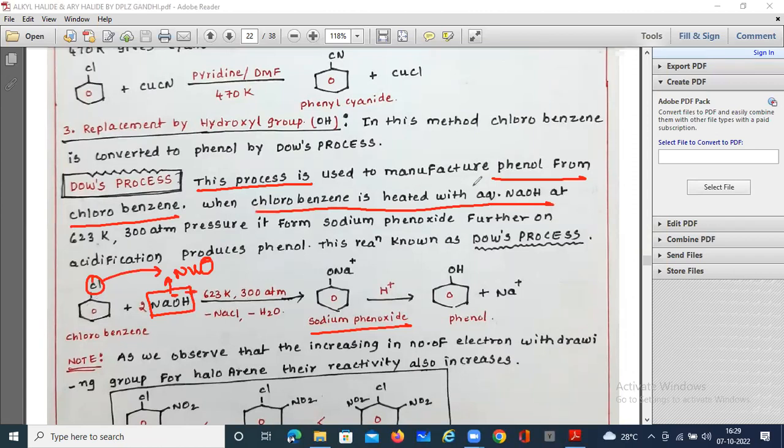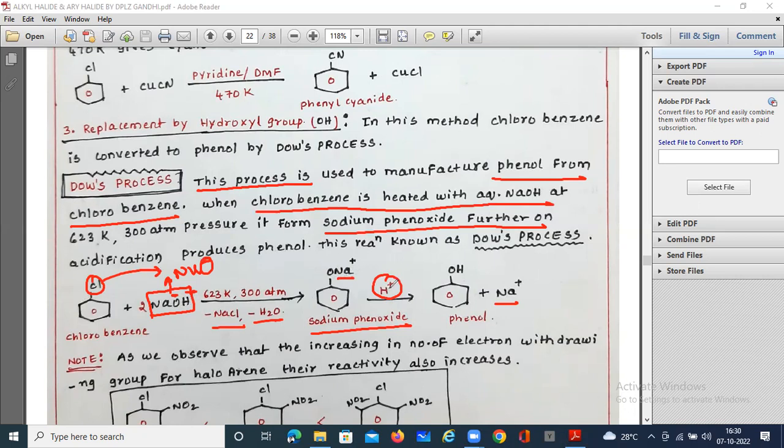When the chlorobenzene reacts with aqueous NaOH at 300 atmosphere pressure, with loss of NaCl, it first gives sodium phenoxide. Further on acidification, meaning H plus, it gives phenol. The Na plus is moved out and reacts with the chlorine to form the salt NaCl, and the remaining OH, the oxygen, is there.